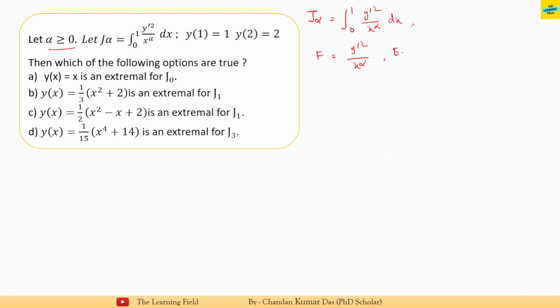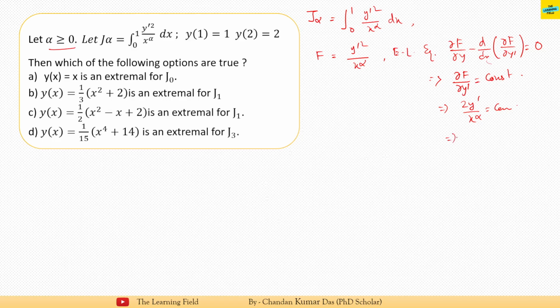Now what is the Euler-Lagrange equation? The EL equation is del f del y minus d/dx of del f del y dash equal to 0. Here del f del y is 0, so we get del f del y dash equal to a constant. So del f del y dash means 2y dash by x to the power alpha equal to a constant. That means we can write y dash equal to some constant c into x to the power alpha.